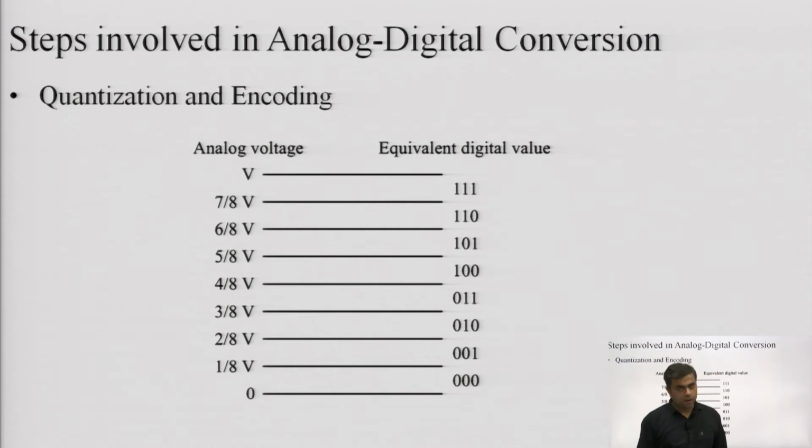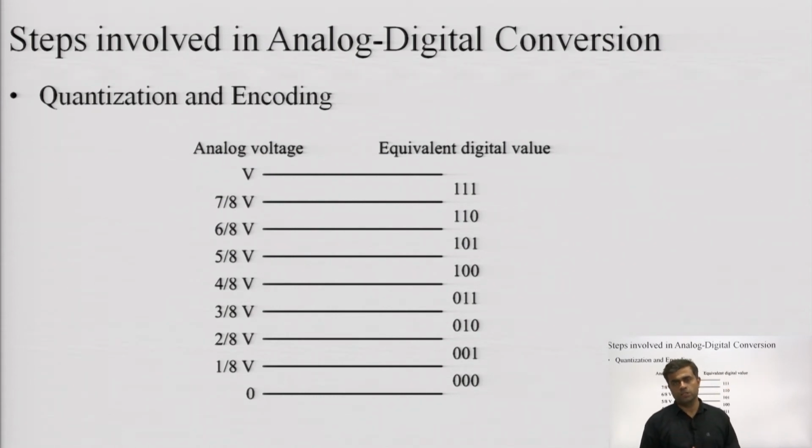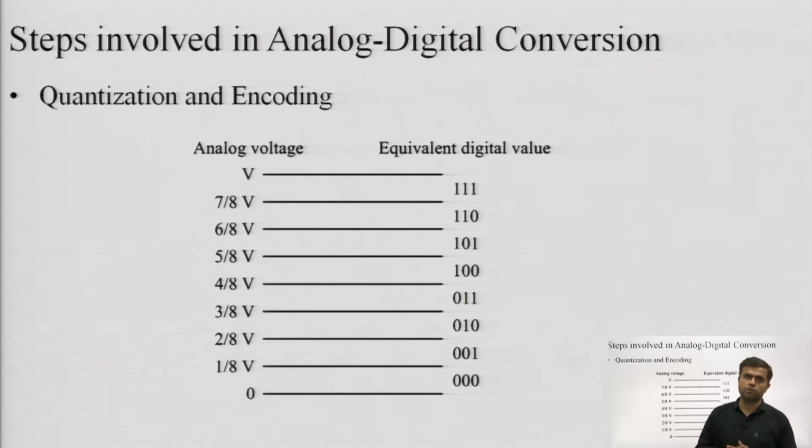After this sample and hold process, the output becomes discrete, but it is still not digital. Once levels are assigned to these discrete levels, I can say that my output is now a digital output. So 0 to V volt is split into different levels, 1 by 8, 2 by 8, 3 by 8, up to 7 by 8, and these are assigned values 000 to 111. So there are a total of 8 levels.